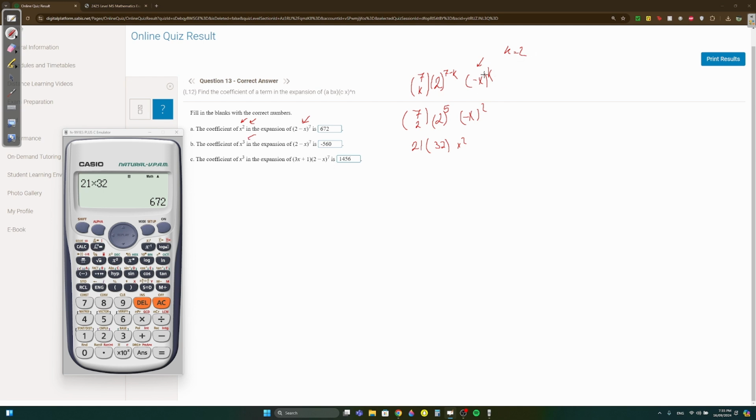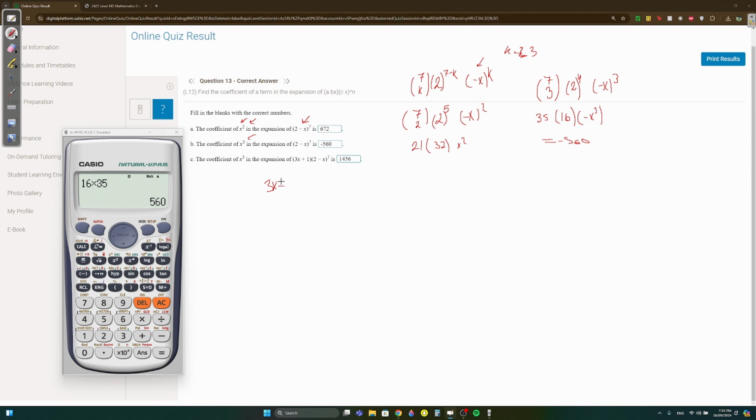x cubed, same process, but of course, how much is k going to be now? 3. So let's rewrite it. 7c3, 2 to the power of 4, minus x to the power of 3. 7c3 is 35, 2 to the power of 4 is 16, times minus x cubed. It stays negative because it's an odd exponent. 16 times 35, 560, but times the negative of the x cubed gets me minus 560. Okay, the coefficient of x cubed in the expansion.